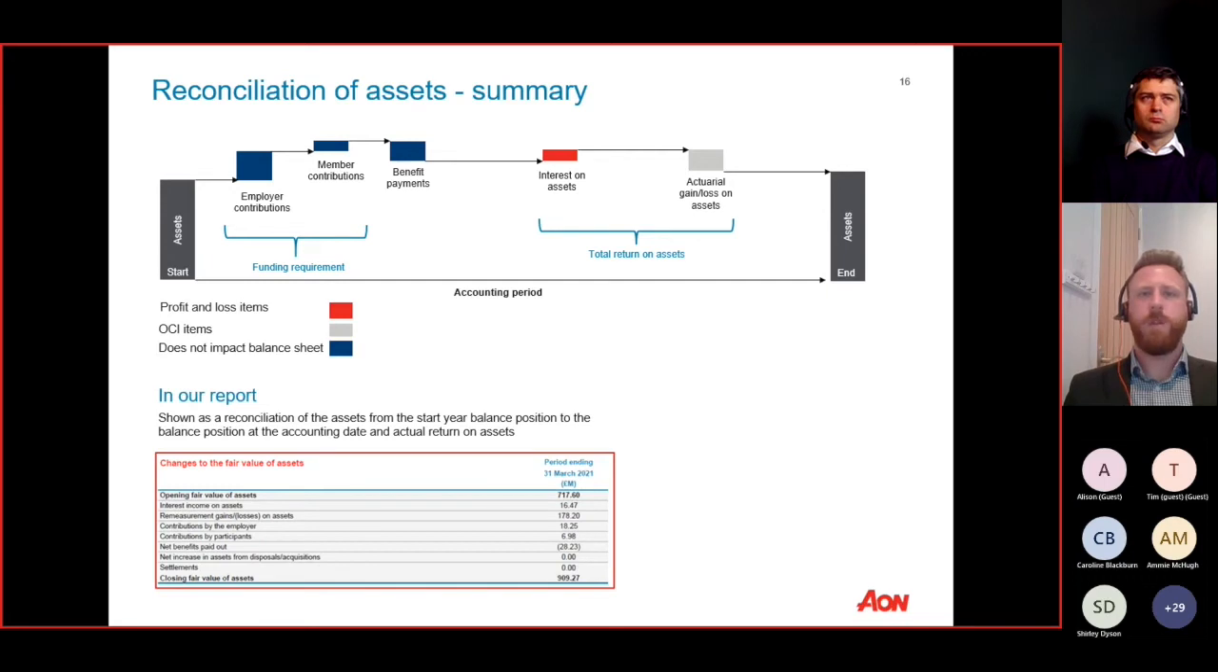So the final table in section 1 of our report relates to the actual return on assets, which is essentially the sum of the interest on the assets and the actuarial gain or loss on the assets.